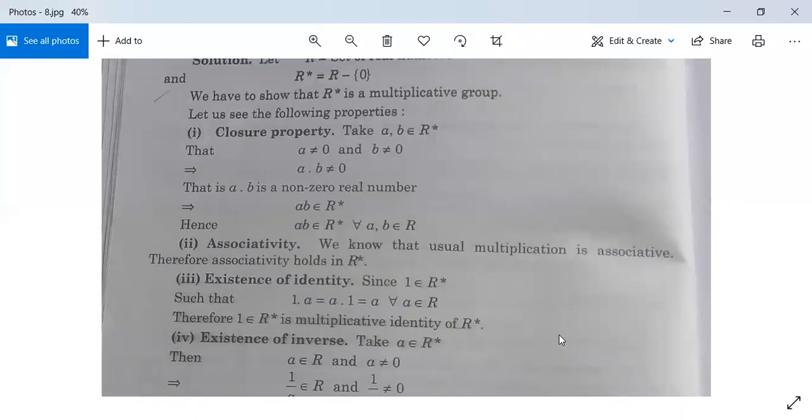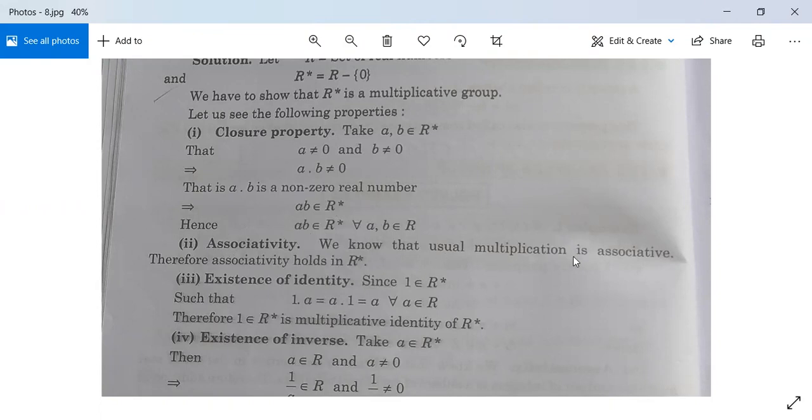Let us see what they are. First, closure property. Take any two elements a, b in R star. Then a is non-zero and b is non-zero. Then a into b will also be non-zero. So a into b is a non-zero real number. It means ab belongs to R star. Hence ab belongs to R star for all a, b in R star. That is done.